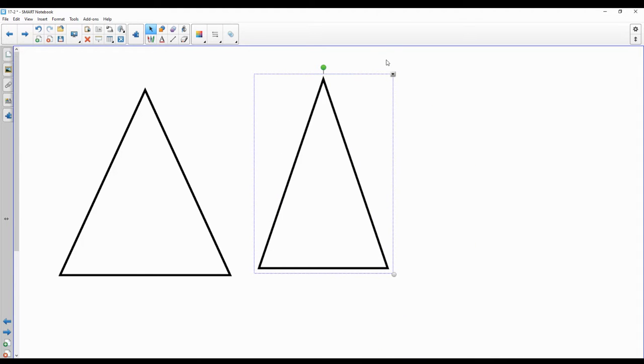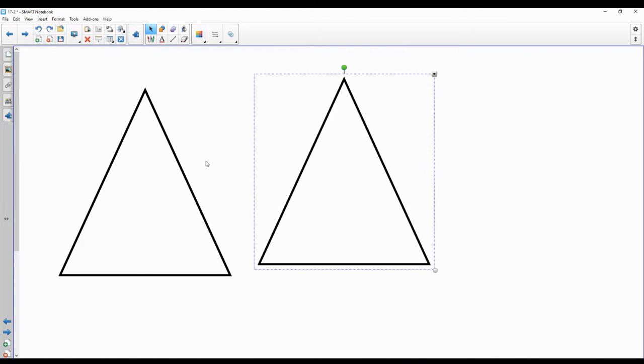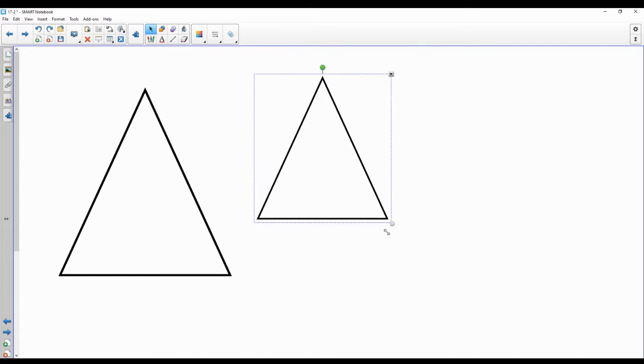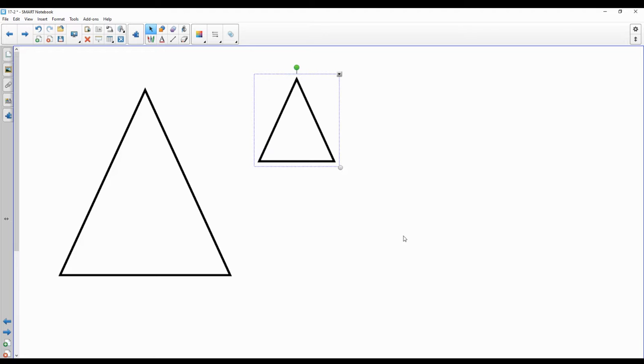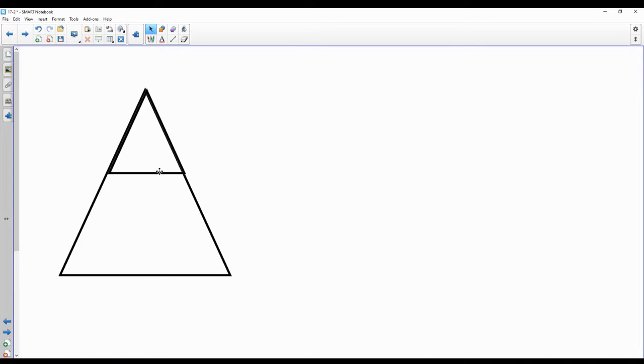I messed that one up, so we're going to do this again. You just make them bigger or smaller. So I'm going to make this one smaller. We'd still say that these are similar. Now look how cool this is. Your angles still line up. Notice how those angles are still the exact same. All three of those angles are the exact same, but the sides are different sizes.